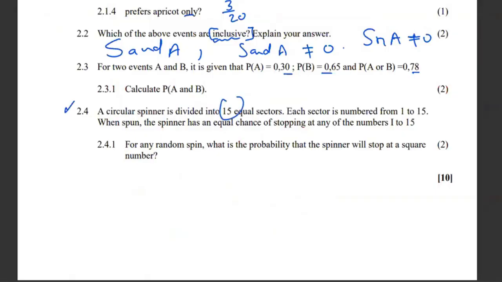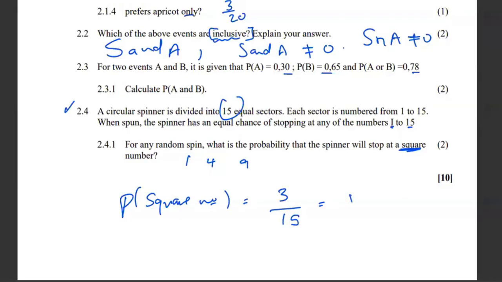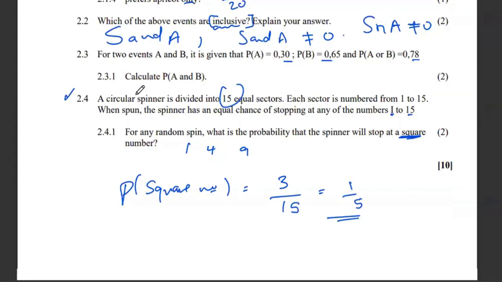All right, then 2.4, we have a circular spinner divided into 15 equal sectors. Each sector will be numbered 1 to 15. When you spin it, it has an equal chance of landing on any of the numbers. What is the probability of getting a square number? How many square numbers do we have between 1 and 15? We have 1, we have 4, we have 9. The next one is supposed to be 16, which is out of range. So the probability of a square number is going to be 3 items over the possible 15, which is 1 over 5. All right, so that is question number 2.